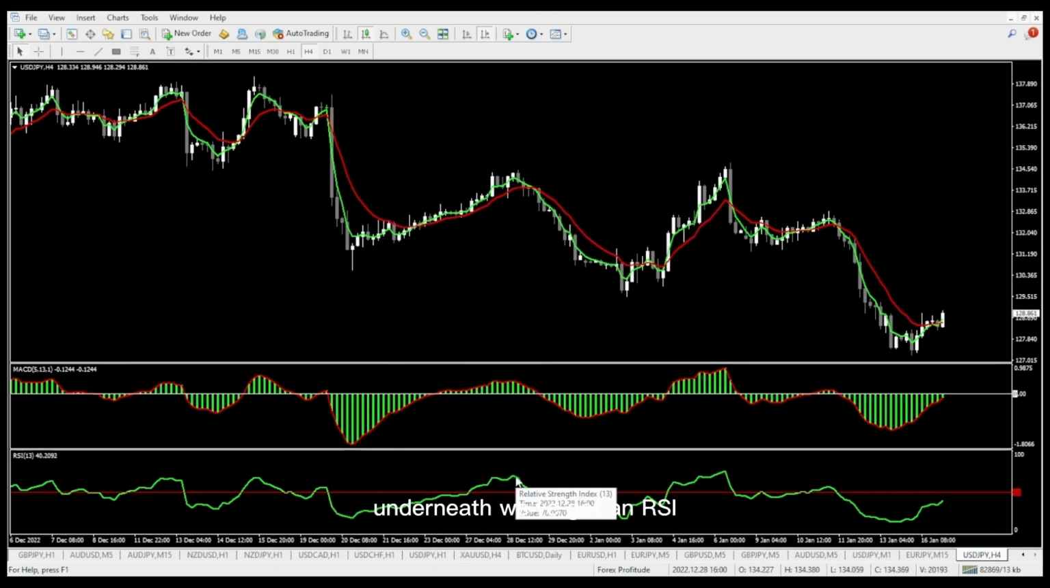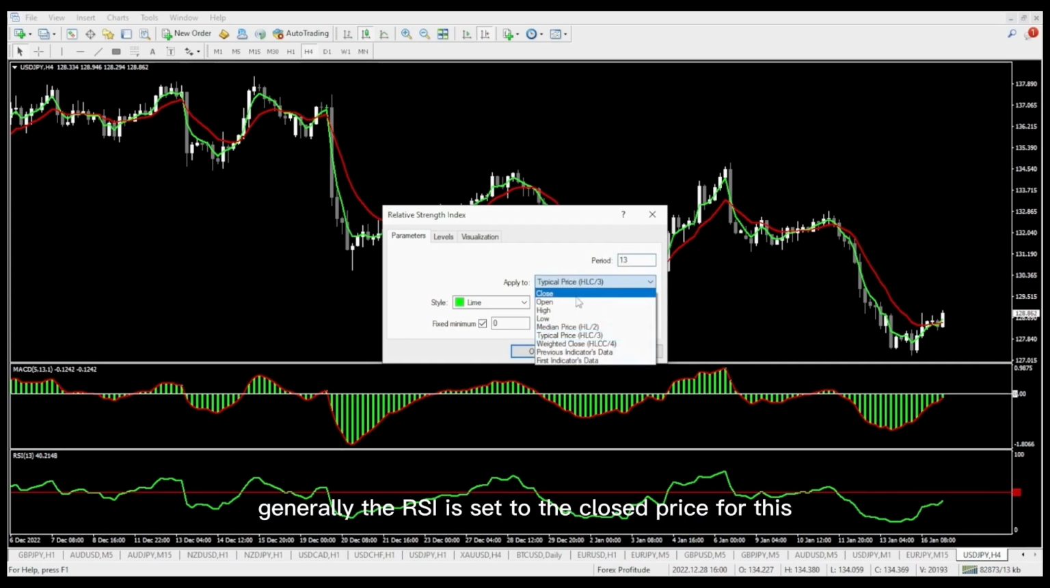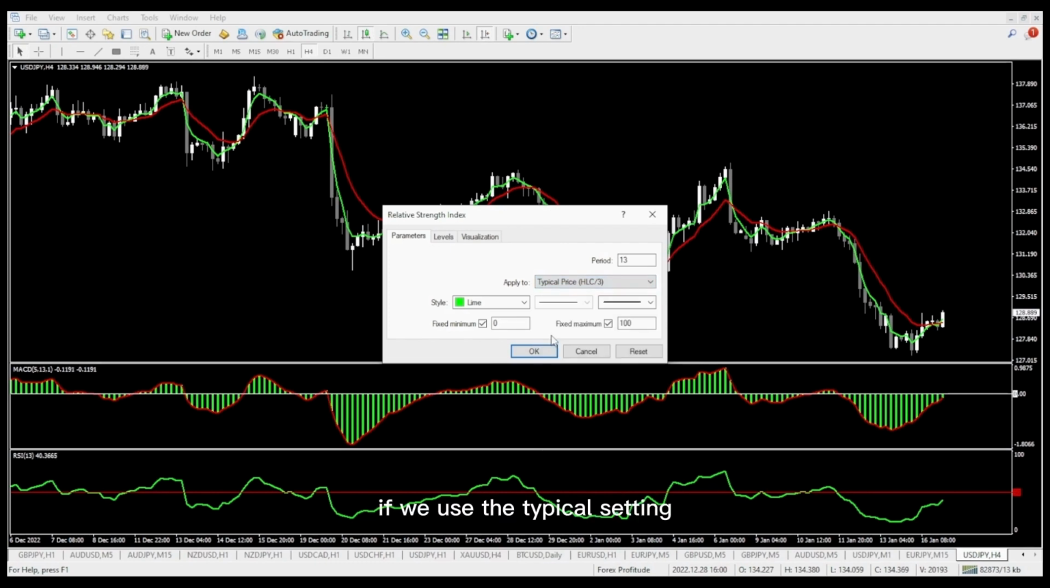And finally, underneath, we've got an RSI, and the setting for the RSI is 13. And we're going to set this one to typical. Generally, the RSI is set to the close price. For this, I set it to the typical price because it is a little bit of a smoother RSI. And when it comes to this 50 level, we're not going to find that we get so much chop back and forth if we use the typical setting. And I find with the typical setting, we are not going to get delayed signals. We are just going to get more accurate signals.